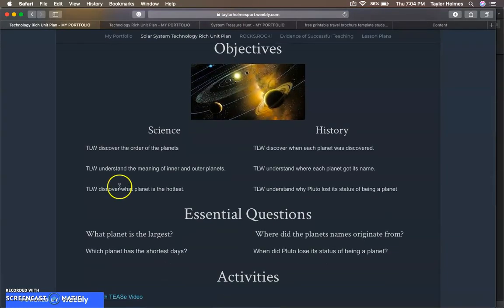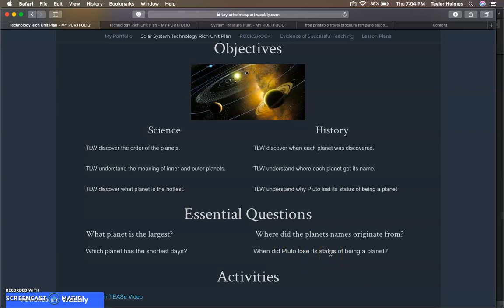First off, we will think, pair, share some of these essential questions. These essential questions are: what planet is the largest? Where did the planets' names originate from? Which planet has the shortest days? And when did Pluto lose its status of being a planet?